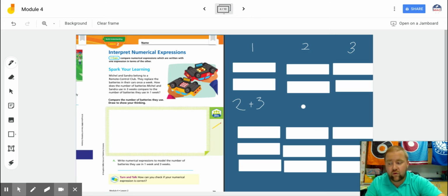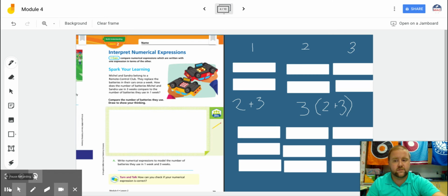Now, if we needed 3 weeks worth, it would be 3 times that value. So it would be 2 plus 3. And then we multiply it by 3. And we have to remember, guys, if we want to do an operation first, we put it in parentheses because of the order of operations. So this would answer question A, which says write the numerical expressions to model the number of batteries they use in 1 week and in 3 weeks.